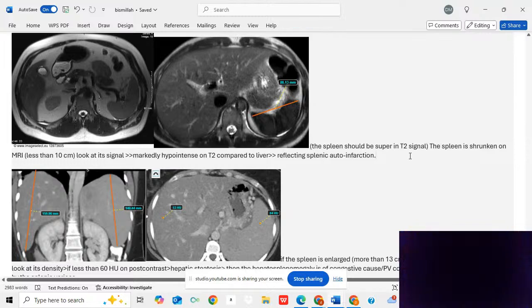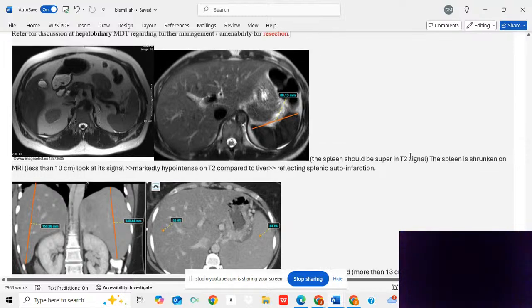Okay, then let's start with the first abnormality of the spleen. As you can see here in this case, the spleen size is 8 centimeter. It is less than 10 centimeters. So the spleen here is shrunken, is decreased in size.